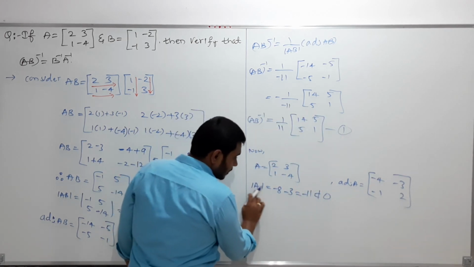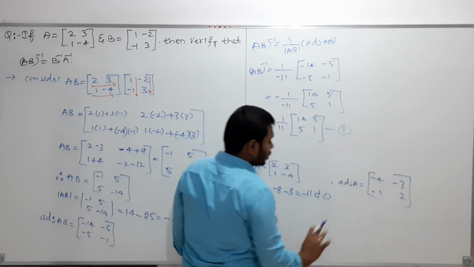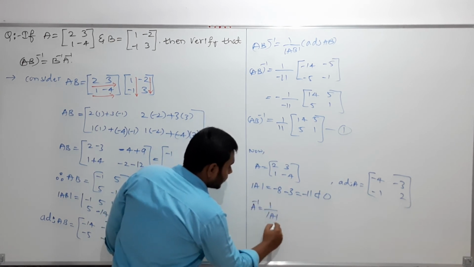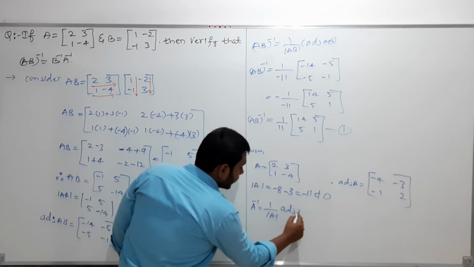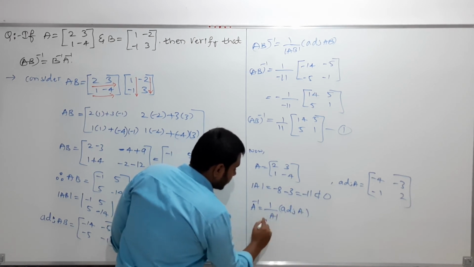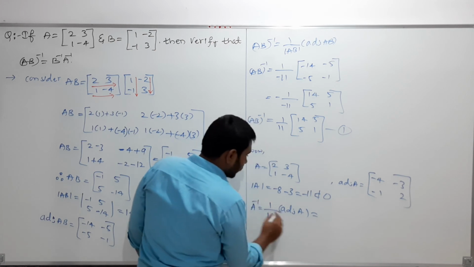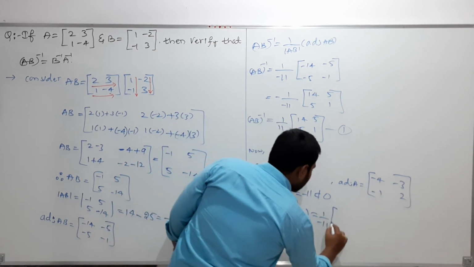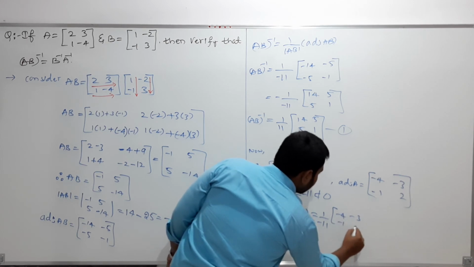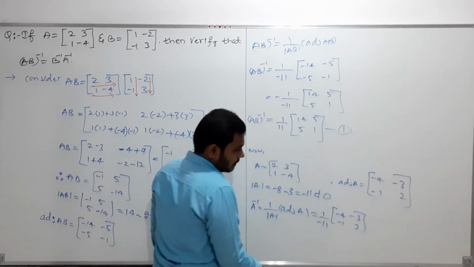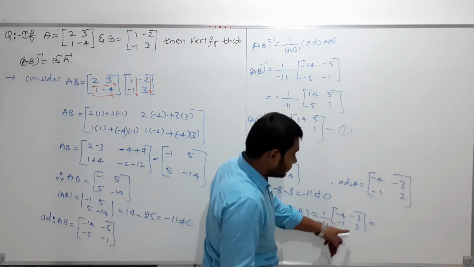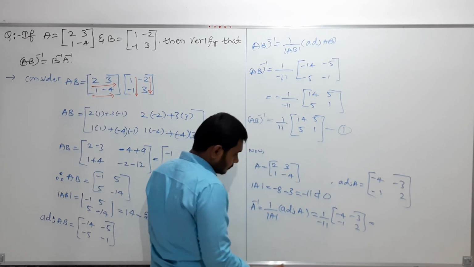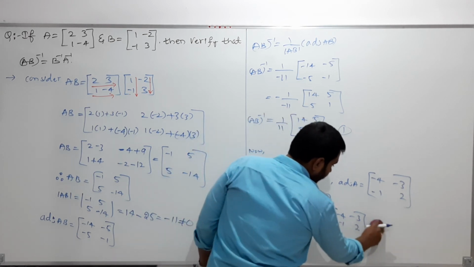So I have the determinant of A value, and I have calculated the adjoint of A. Therefore A inverse is equal to 1 divided by determinant of A into adjoint of A, which is 1 divided by minus 11 into adjoint of A. Adjoint of A is minus 4, minus 3, minus 1, 2. You can calculate further, but as of now I write only this much.